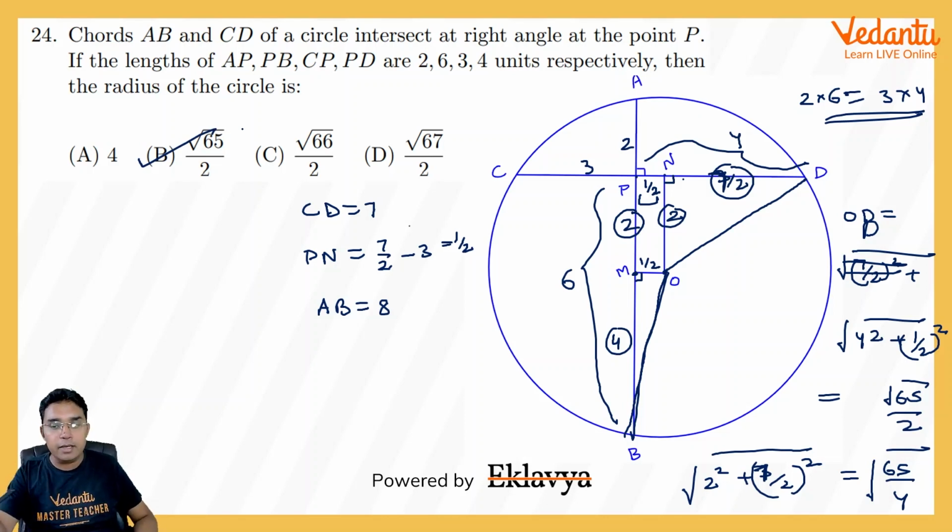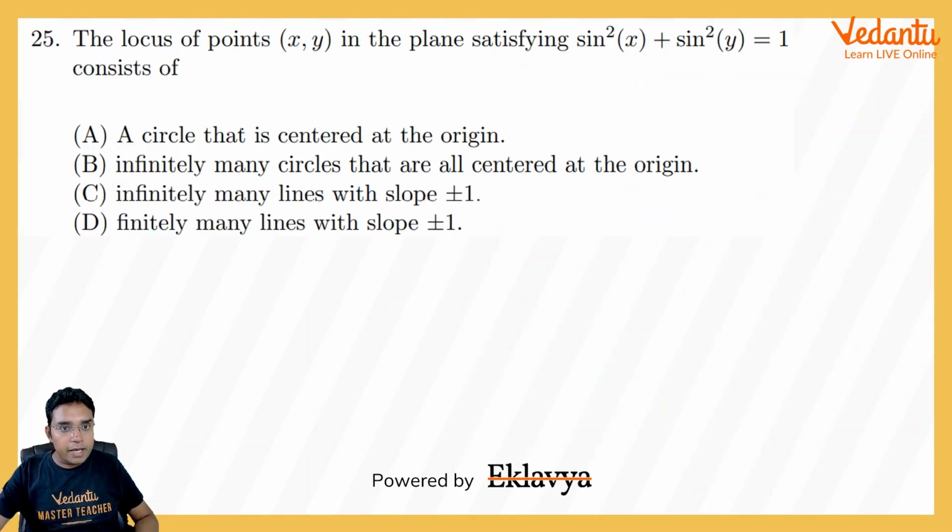Easy question, I think. Now coming to the next question, that is 25. Here we are given that the locus of points x, y in the plane satisfying this consists of. So dear all, please listen. I can write this as sine square x is equal to cos square y.